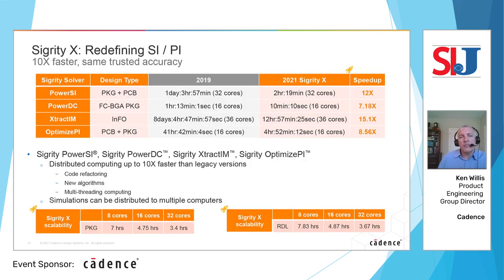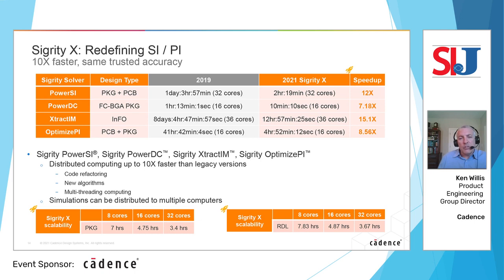If we get into the next level of detail on the speed up, you can see it can be attributed really to three main things. One is code refactoring, where we've simply improved the efficiency of some of the existing code, some new algorithms, but mostly the multi-threaded computing. Here, if you look again at the cases we've reviewed for Power SI, Power DC, Extract IM, and Optimize PI, you'll see a speed up in terms of execution time anywhere from 7 to 15x.